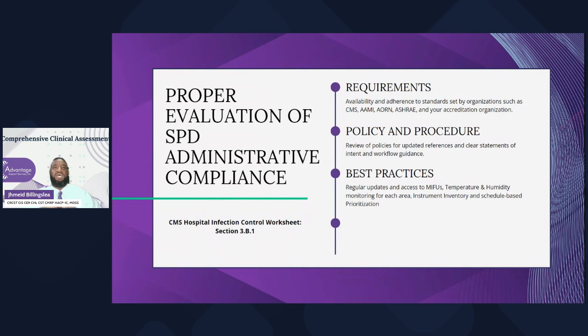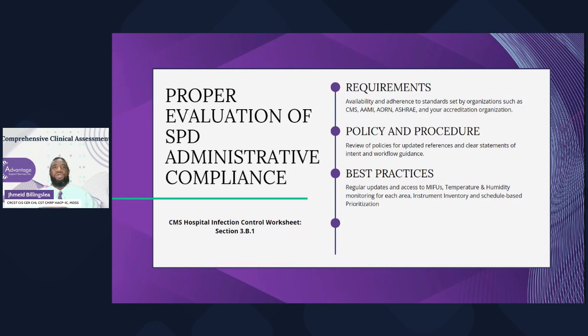Best practices, regular updates and access to IFUs. So it's not just enough to be able to access IFUs and read them. How do we make sure that we update them? If this item used to be 4 minutes sterilization time, now it has 6 minutes, and we don't know, then now we're not in compliance with sterilization.